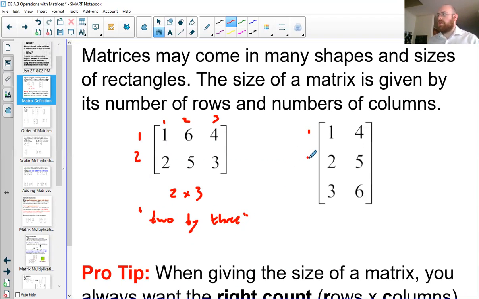Over on the right, we have 1, 2, 3 columns and 1, 2, 3 rows and 1, 2 columns. So this is a 3 by 2 matrix.